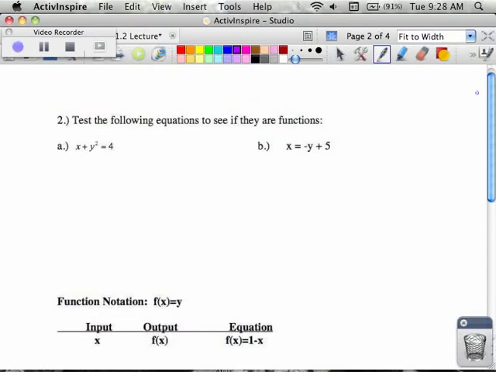In number 2, they talk about whether an equation is a function or not. And really what you need to know is if you know what a picture of this graph looks like, you're going to know already what's going on. So, for example, letter B is a line. If you solve for y, all lines, unless they're vertical lines, are functions. So you can just say yes right away.